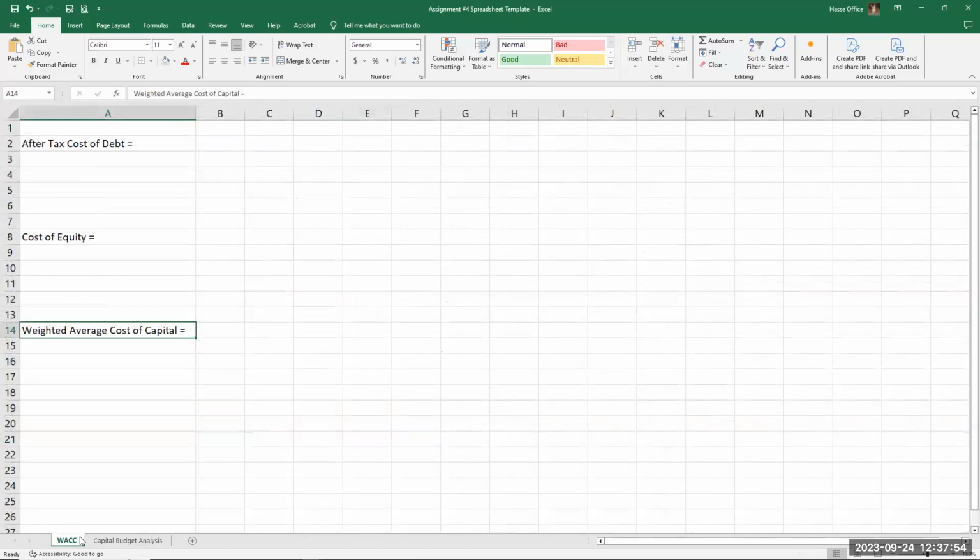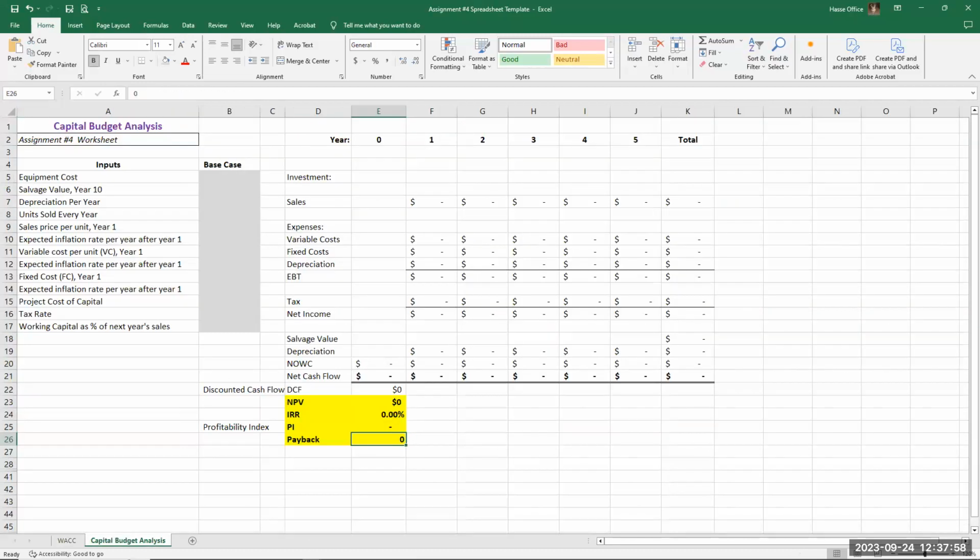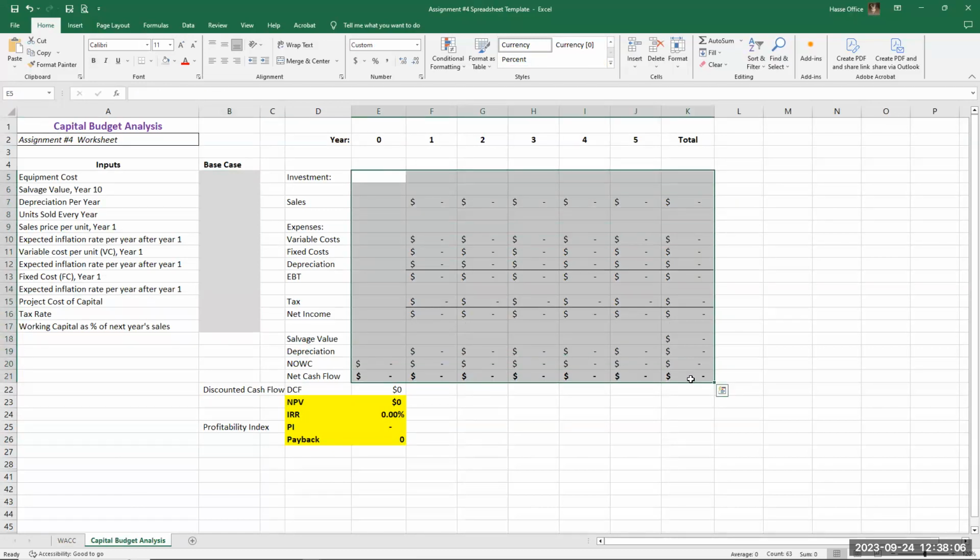So you do 2 tabs within this file. Determine the weighted average cost of capital, place that weighted average cost of capital here, fill in the other variables, and then do your analysis. All right, that's the assignment for the first question.